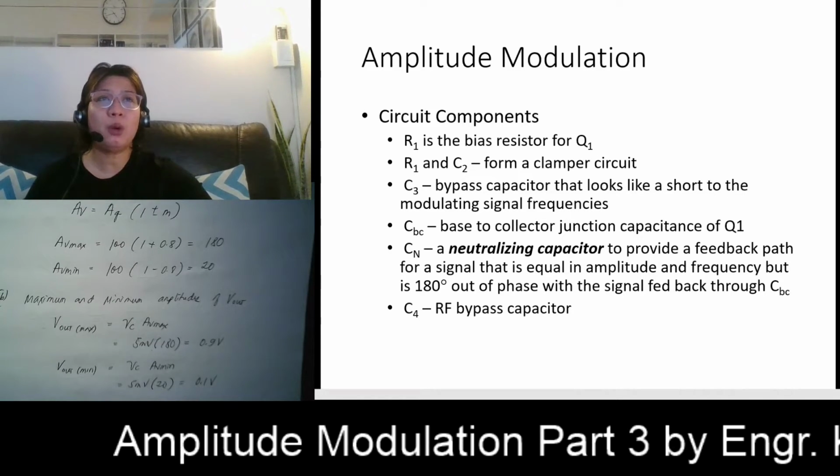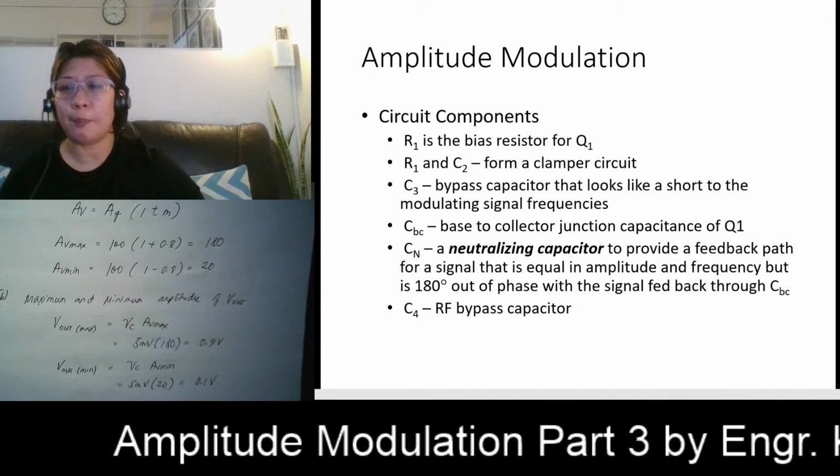So we have to cancel whatever signal will be returning to the base. How do we cancel that? We must produce another signal that is equal in amplitude but oppositely directed. That is the function of your CN. CN is your neutralizing capacitor.